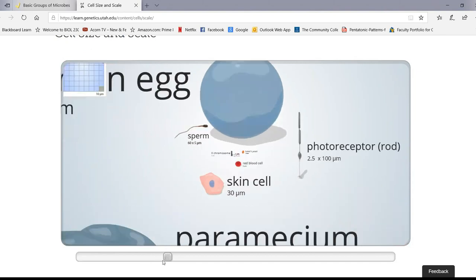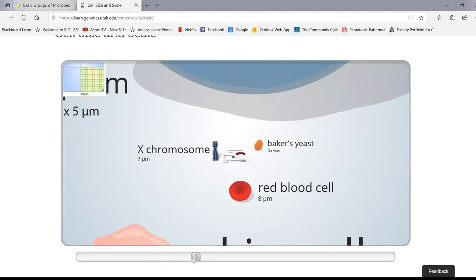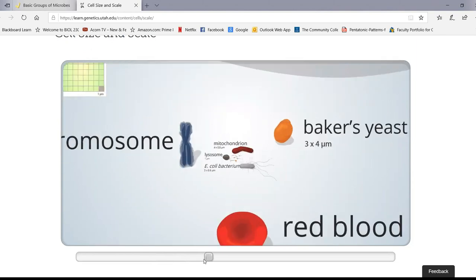Keep magnifying. Now we can see a red blood cell and some baker's yeast, what we saw in one of the pictures earlier. And now we're getting down to our first prokaryotic microbes. Here's E. coli, a bacterium we'll be working with quite a bit during the semester. And notice that mitochondria are about the size of an E. coli, because it's thought that mitochondria actually evolved from bacteria.